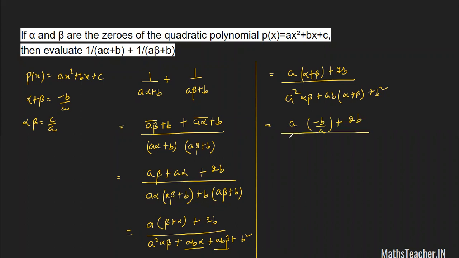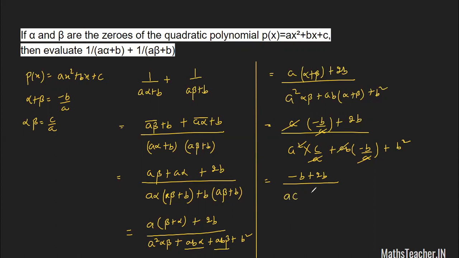What is a²? A² is a². What is alpha into beta? Alpha into beta has a value of c upon a, okay? Plus ab will be as it is. Alpha plus beta has a value of minus b upon a, plus b². Right? You can see that a will be cancelled out with this a. In the numerator, this is minus b plus 2b. You can see one a will be cancelled out with this a², and you can also see that a will be cancelled out with this one.